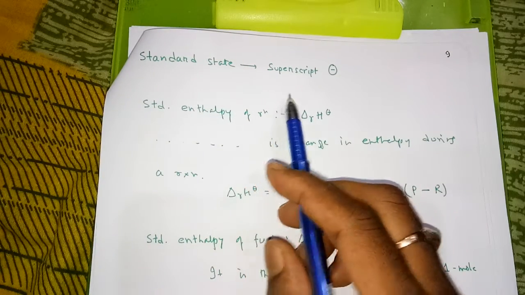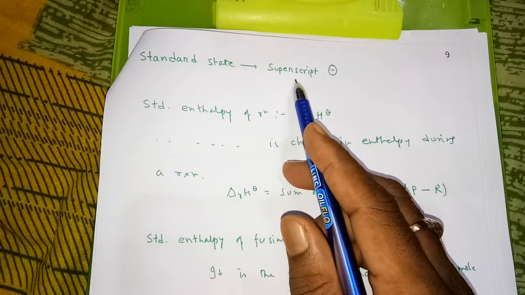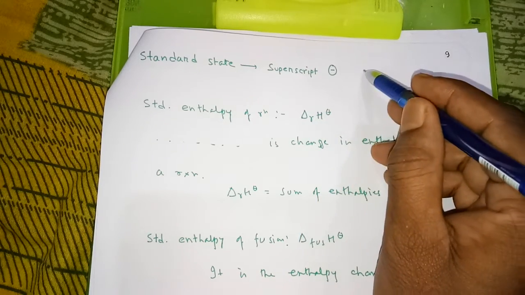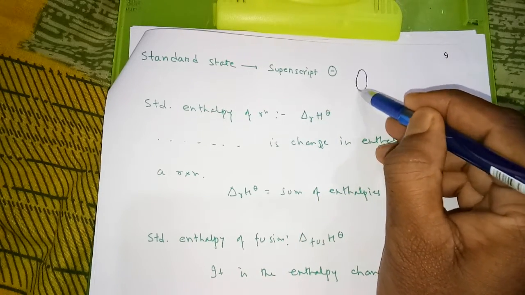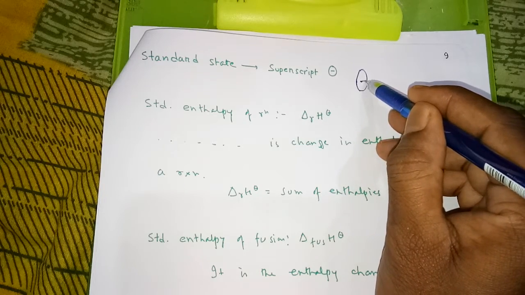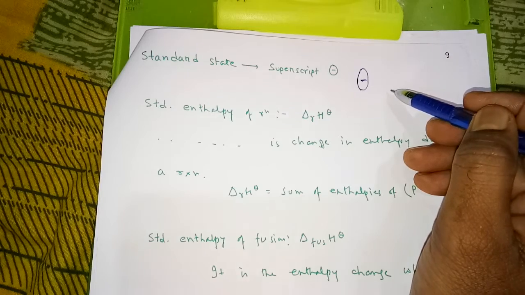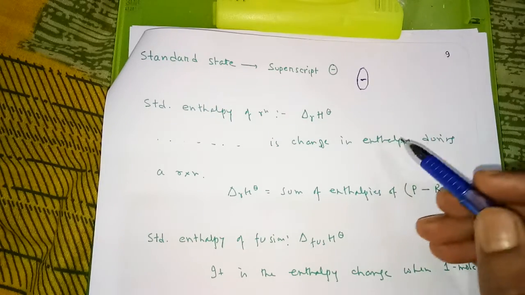First of all, understand that standard state is given by a superscript. That 0, if it is the standard state, you write that 0, and then you have to draw a horizontal line like that. So this is your standard state.